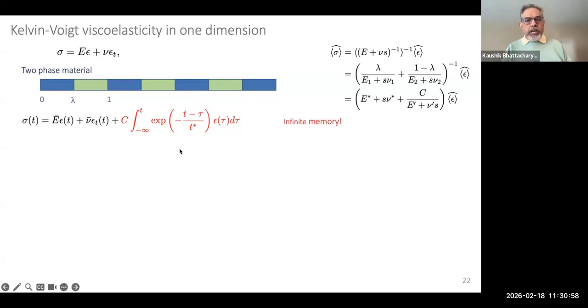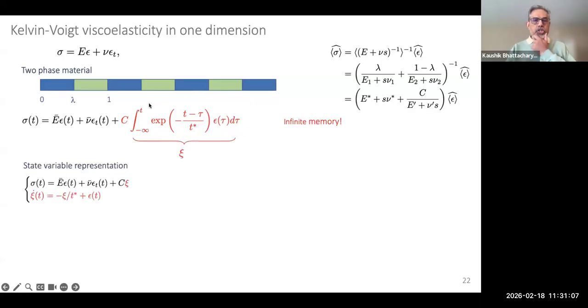It turns out that you can convert this into a Markovian system in this example by the following. Let's call this the variable xi. I don't need the entire history. I only need this integral of the history. And you notice that this integral actually satisfies this simple ODE.